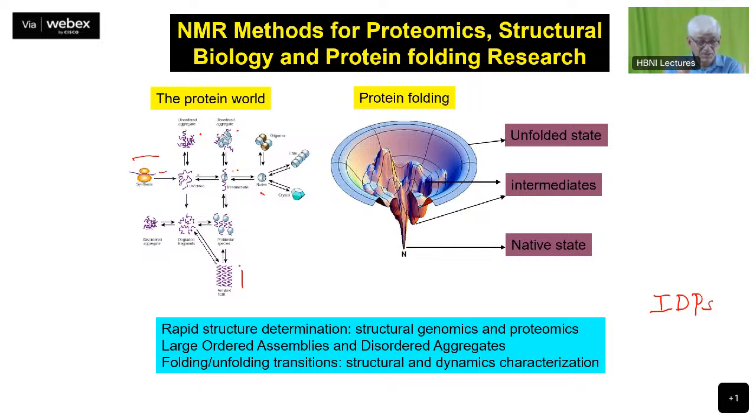And not only that, even in the folded proteins, it turns out that there are many areas, the so-called loops inside the protein, and these are flexible. So IDPs are very flexible. They don't have a unique structure. Okay, and there are loop areas in the proteins which are also flexible, and these are also important from the function point of view. Therefore, it is necessary to understand the roles of disorder in the proteins.